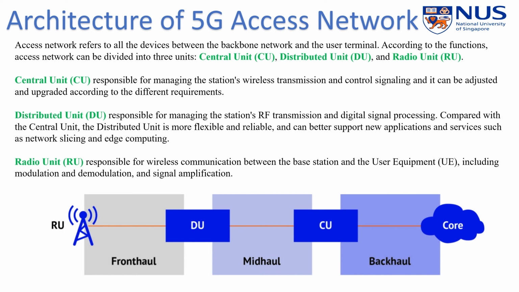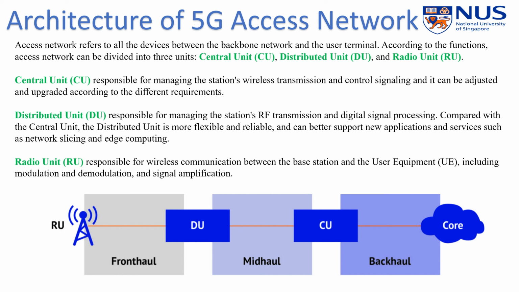The central unit is responsible for managing the station's wireless transmission and control signaling, and it can be adjusted and upgraded according to the different requirements. And the distributed unit is responsible for managing the station's RF transmission and the digital signal processing. Compared with the central unit, the distributed unit is more flexible and reliable, and can better support new applications and services such as network slicing and edge computing.